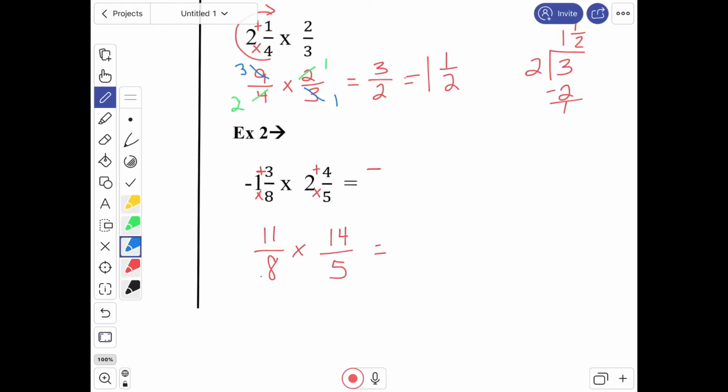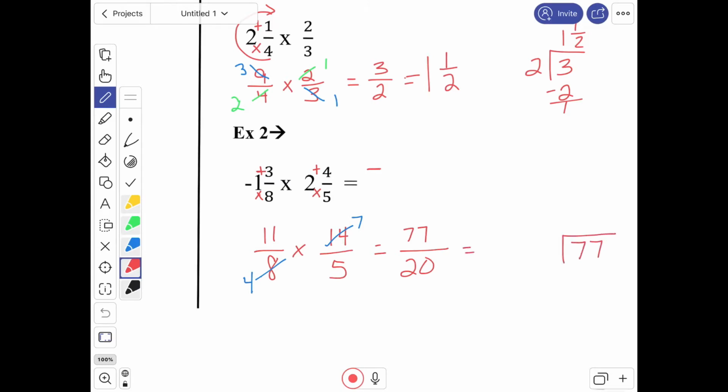Then let's look and see if there's anything we can simplify. We can simplify the 8 and the 14 because they both divide by 2. 8 divided by 2 is 4. 14 divided by 2 is 7. I don't see anything else, so I'm going to go straight across. 11 times 7 is 77, and 4 times 5 is 20.